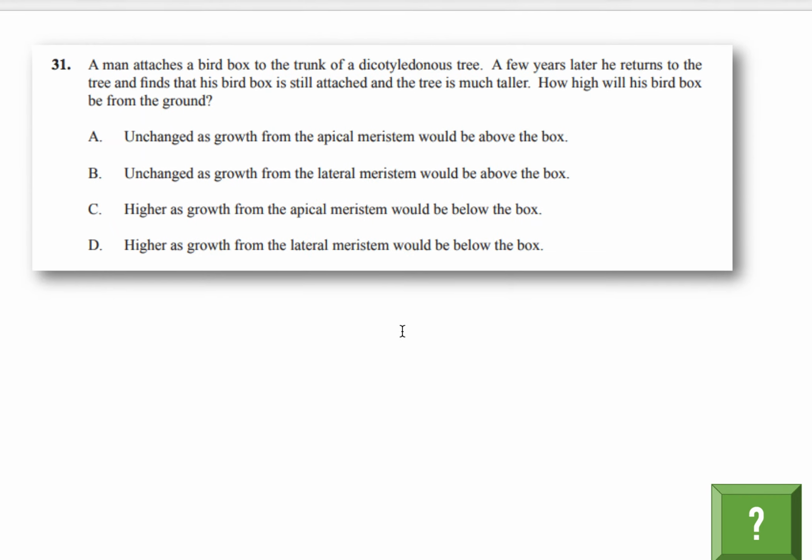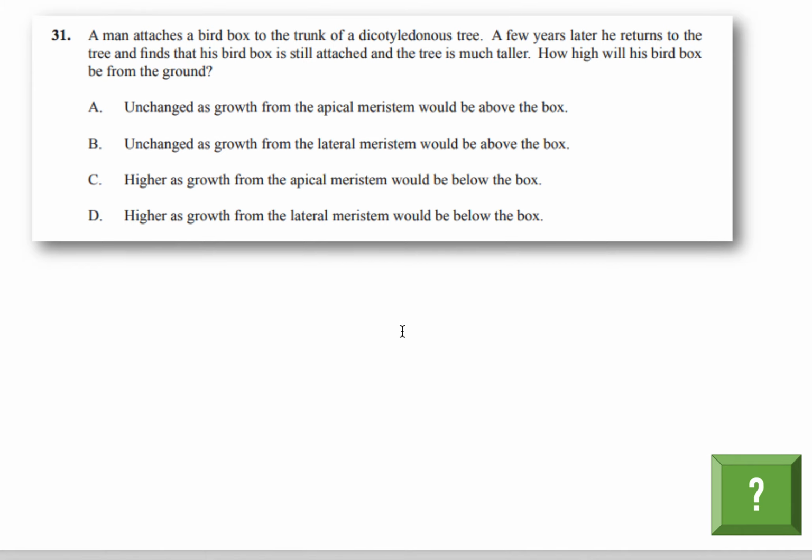Okay, last one here for this video. This one is slightly different. This one is going to be about meristems, which is the other part of this topic. So a man, picture this, walks up to a tree and puts his bird box on the tree. So he attaches a bird box to the trunk of his tree, the thick, trunky part. Then he comes back a few years later and finds that his bird box is still on the tree. But the tree is now much taller, it had time to grow. So how high will this bird box be from the ground?